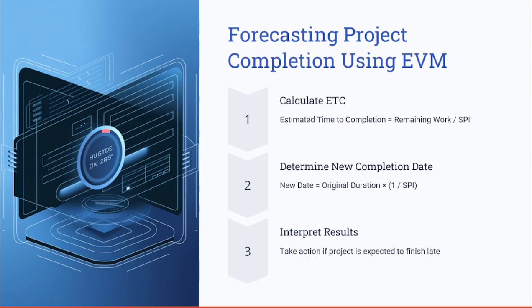How the EVM can help you with forecasting the project completion date. So the key formulas we can use here are the estimated time to complete, or ETC, based on the SPI. So again, there is a new concept here. It's called estimated time to complete, which is ETC. We also have the estimated completion date.